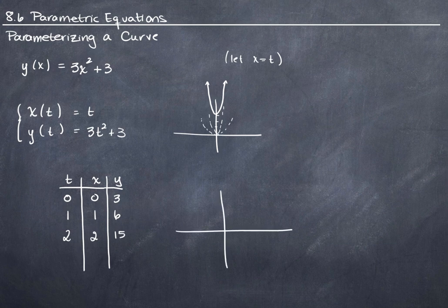If I graph these points, now what I'm graphing here is x, y, right? So I'm going to have 0, 3, 1, 6, and 2, 15. That's up here somewhere.